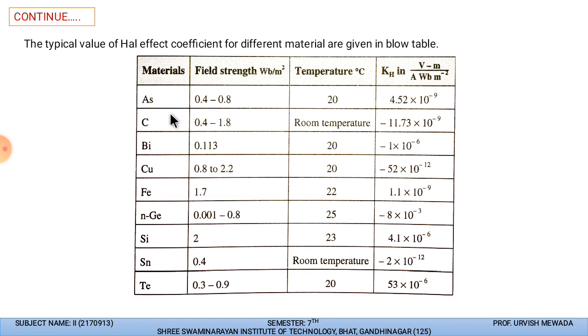Generally we use arsenic, copper, iron, silicon, and different types of materials. Then there is the field strength in Weber per meter square, the temperature at which the property remains steady, and the Hall voltage offered by these different types of material. So basically we use these types of materials for the Hall effect.